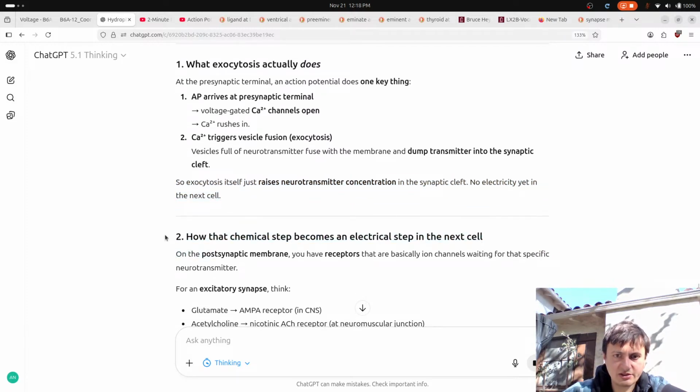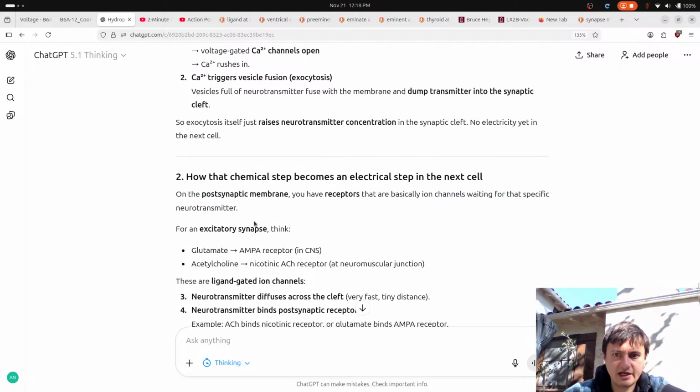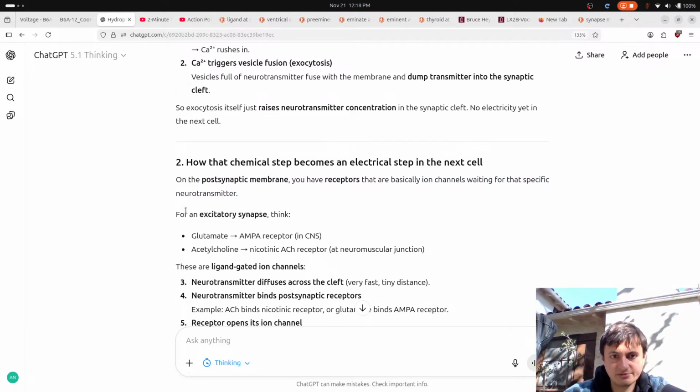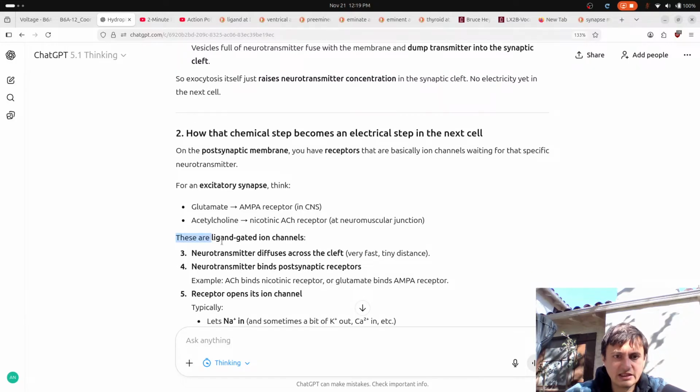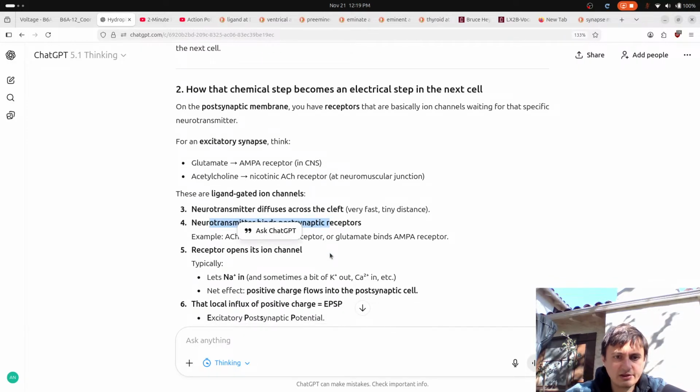How that chemical step becomes an electrical step. On the postsynaptic membrane, you have receptors that are basically ion channels waiting for that specific neurotransmitter. For an excitatory synapse, think glutamate, AMPA receptor, acetylcholine, these ligand-gated ion channels. Neurotransmitter diffuses across the cleft. Neurotransmitter binds postsynaptic receptors. Receptor opens its ion channel. I see.